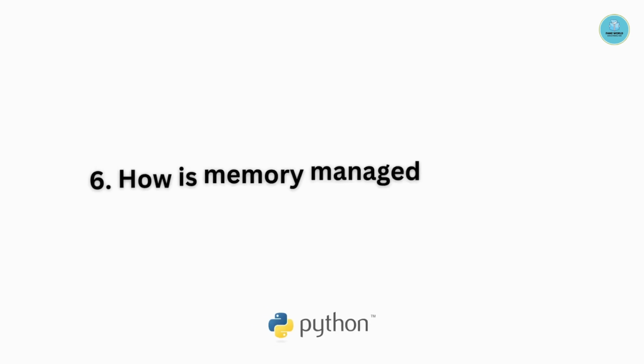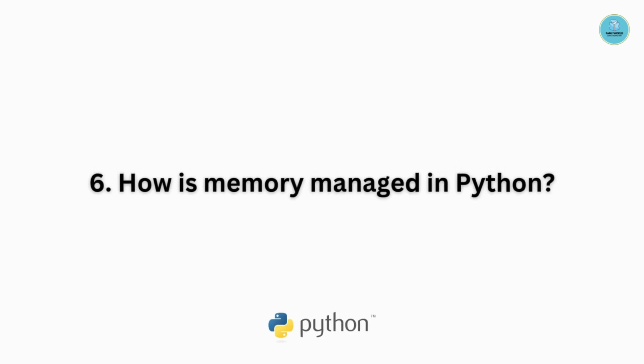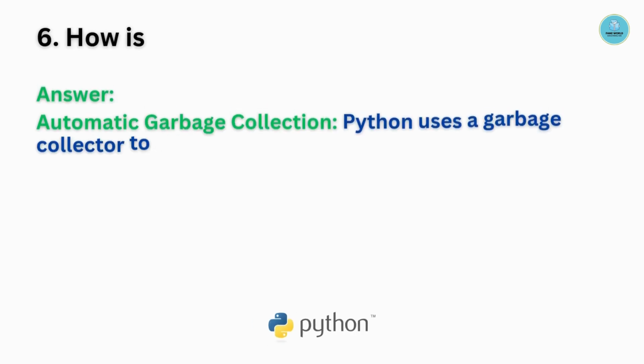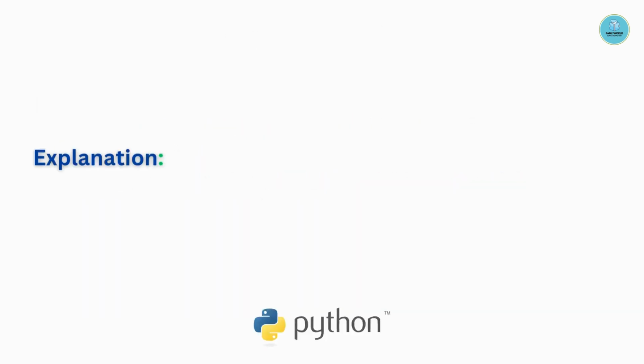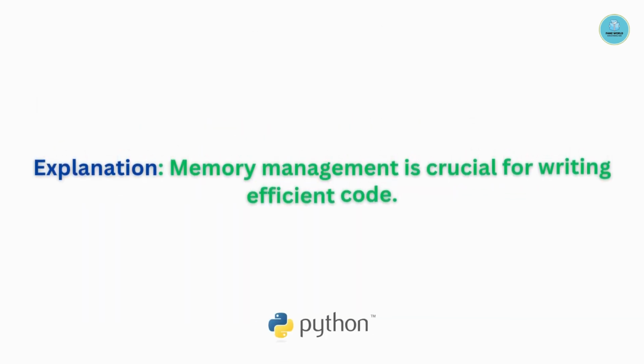Question 6. How is memory managed in Python? Automatic garbage collection, reference counting, and managed heap. If we talk about automatic garbage collection, Python uses a garbage collector to free unused memory. It has reference counting, that is, an object is deleted when its reference count drops to 0. It has the managed heap, that is, memory allocation is handled in a private heap. Memory management is crucial for writing efficient code.